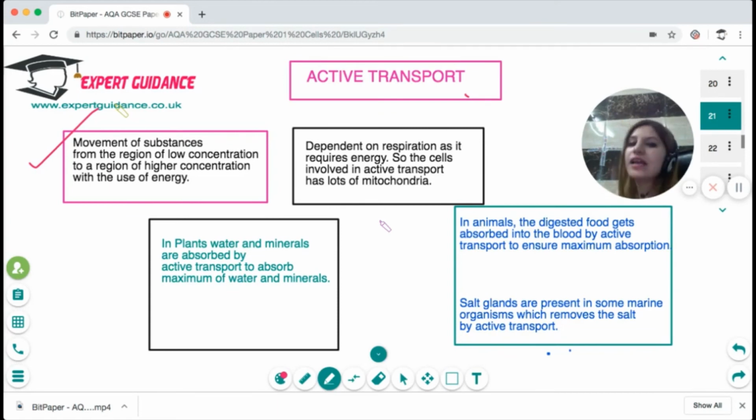In plants, active transport takes place in the roots, where water and minerals need to be absorbed against the concentration gradient so that maximum water and minerals can enter the plant root. And in animals, at times the digested food, even after proper diffusion, needs to be absorbed more so that maximum absorption takes place. So there active transport plays a role. And in some marine organisms that develop a lot of concentration of salts in their body, they expel that excess salt by the salt glands, which work by active transport.